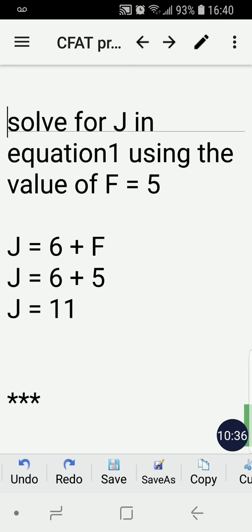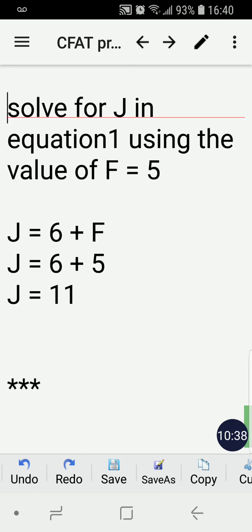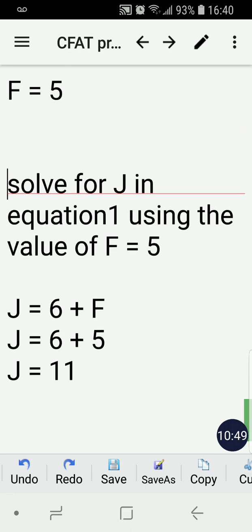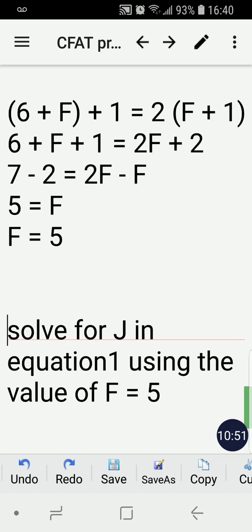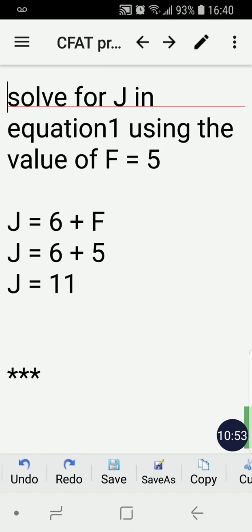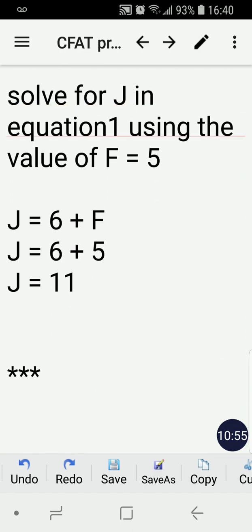Now we solve for the age of Jaden. For J in equation 1, using the value F equal to 5 which we just calculated, we get J is equal to 6 plus F, J is equal to 6 plus 5, so J is equal to 11.